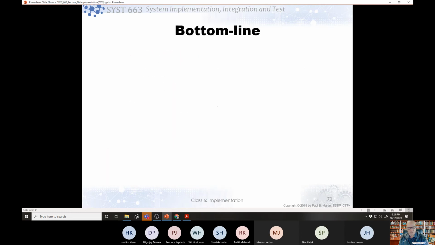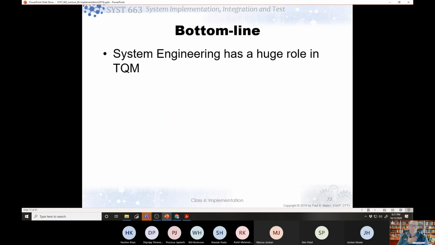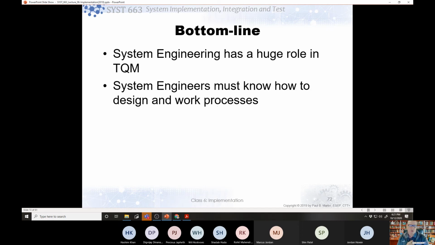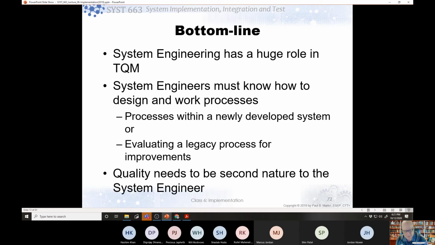So bottom line, as a systems engineer, you should embrace quality management, know the design and work processes, and try to figure out ways to improve those processes in order to increase not only the efficiency of the work, but the quality as well. And it should be second nature to a systems engineer.